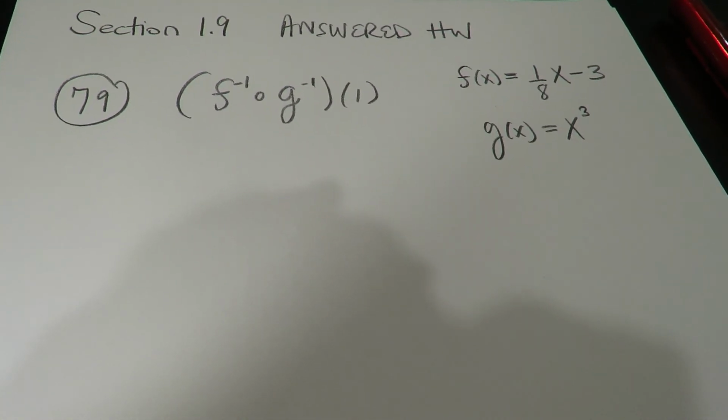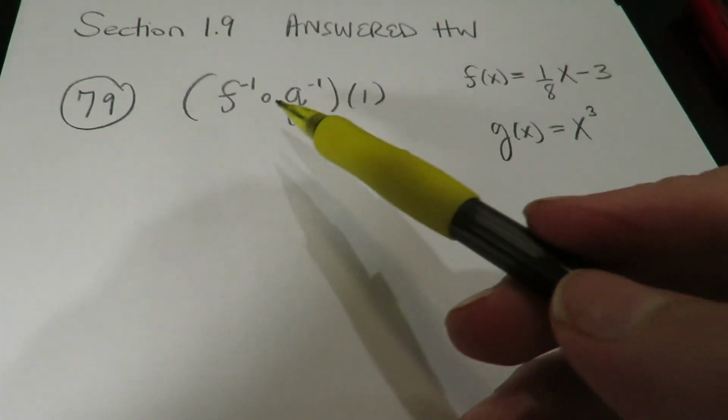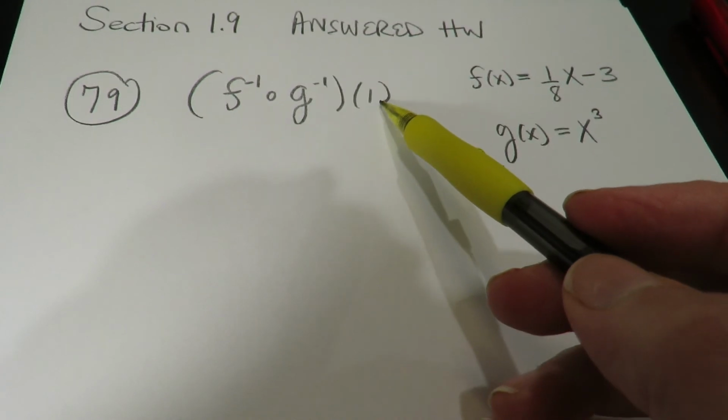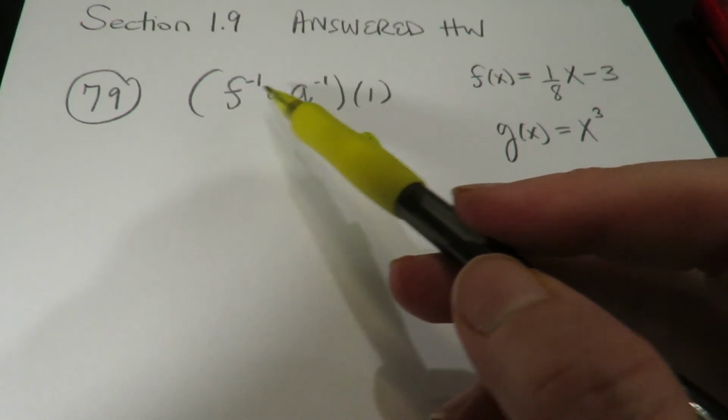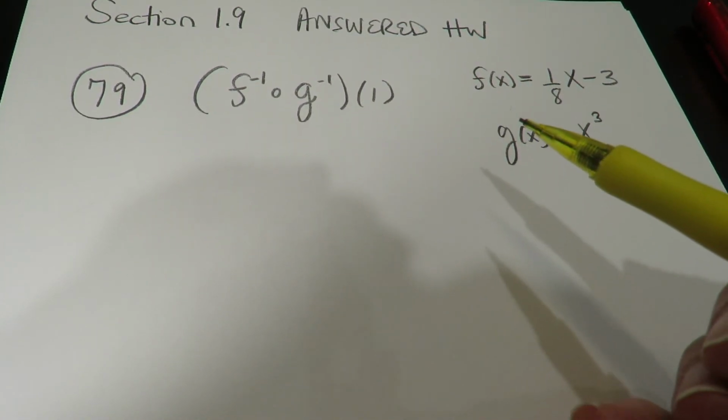Hi gang, we're going to do 1.9 number 79. What it's asking you to do is to take the composite of the inverses when x is 1. So for starters, let's find the inverses because you need to take the composite of them.